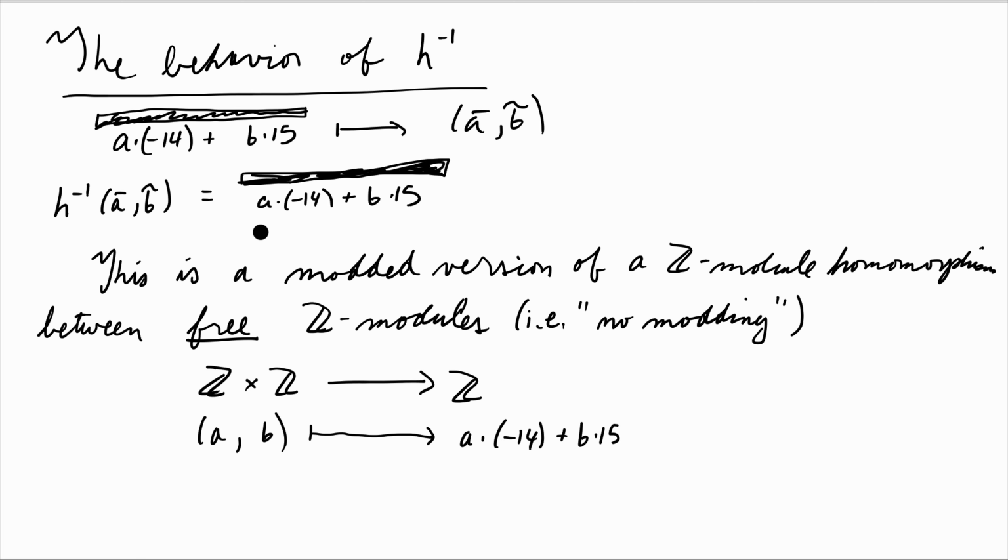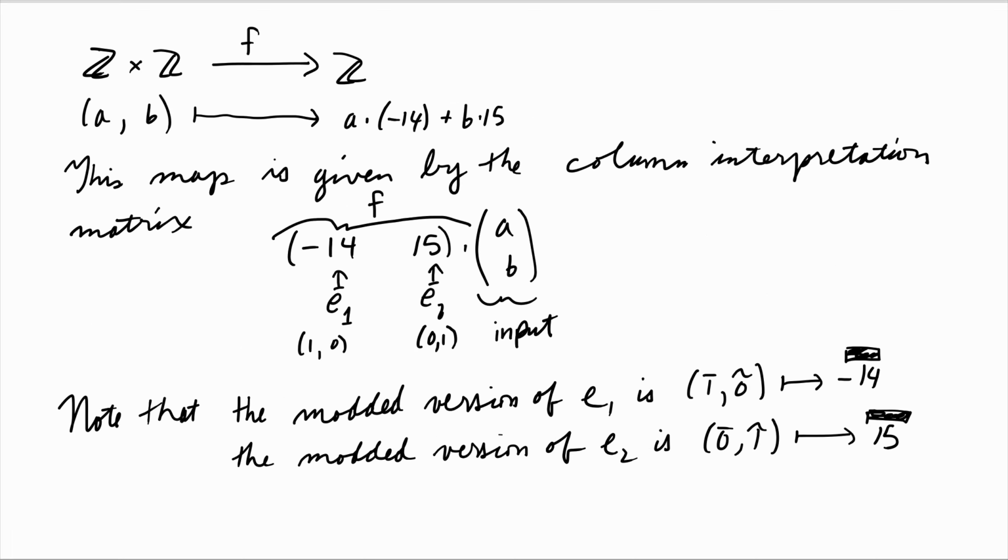Okay, so the behavior of the inverse function: if we have (A bar B squiggle), it's going to be sent simply to A times negative 14 plus B times 15. So just what we were talking about here: A, B, and negative 14, 15. We could think of this as a map between free Z modules that have no modding, like Z cross Z to Z, Z^2 to Z. And in doing so, you can think of there being a matrix map, where negative 14 is like the image of E1, and 15 is like the image of (0, 1). Kind of a modded version of those.